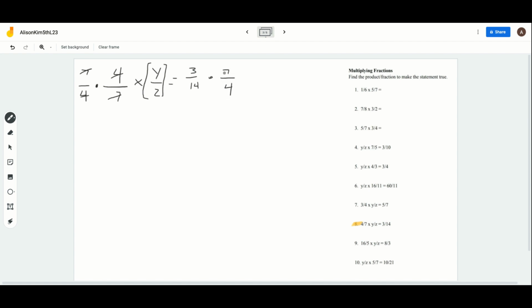And we know that 7 can go into 14, so it's going to turn into 2, but 3 can't go into 4. So now we get y over 7 equals, and then we multiply across 3, right? Because 3 times 1 is 3, and then 2 times 4 is 8. So your missing number or fraction will be 3 over 8.